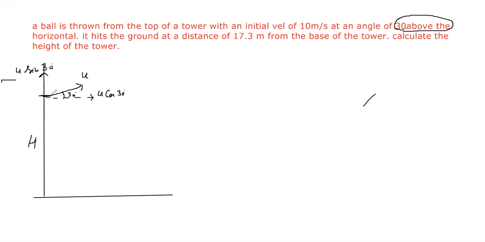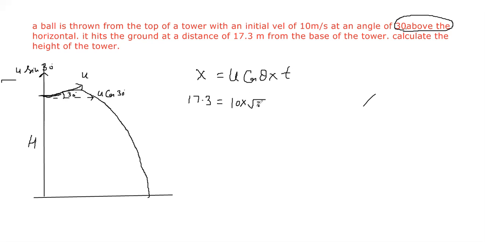This x value is given. Suppose your body is projected like this and after some time the path is like this. So x equal to u cos theta into t. x is given 17.3, u is 10, cos 30 is root 3 by 2, into t. So from here we get the value of time, that is 2 seconds.